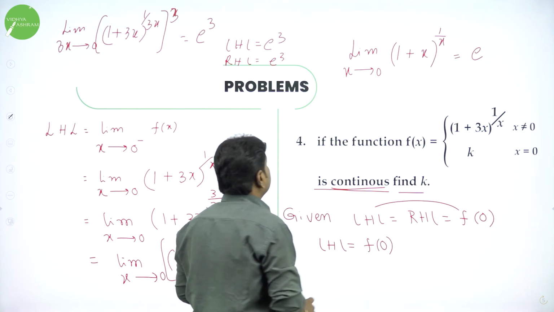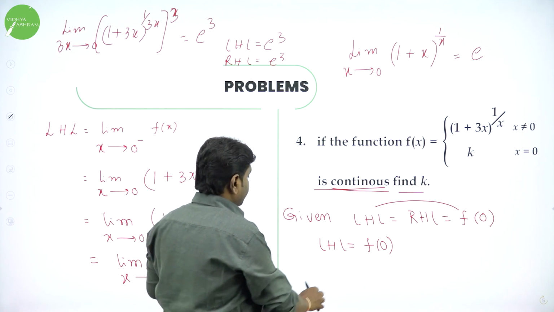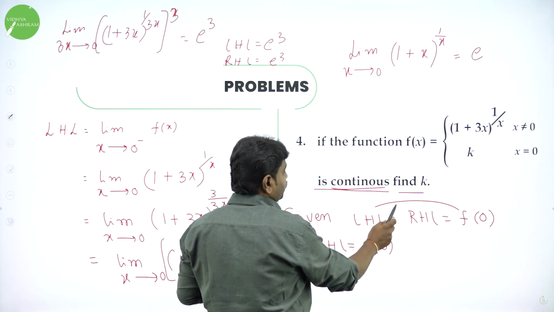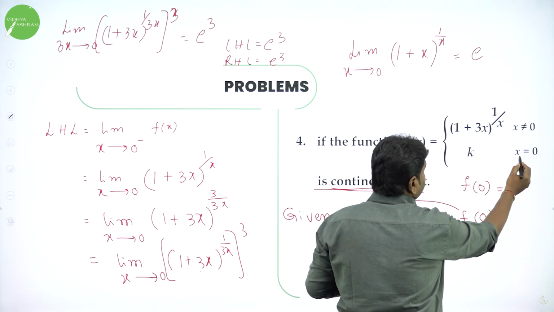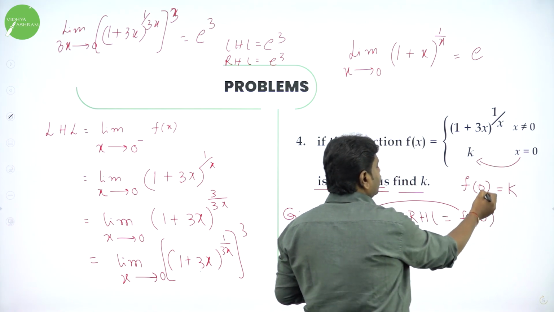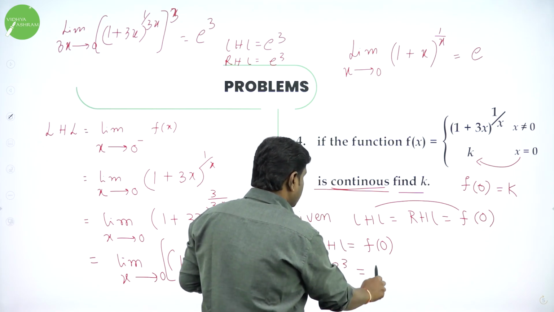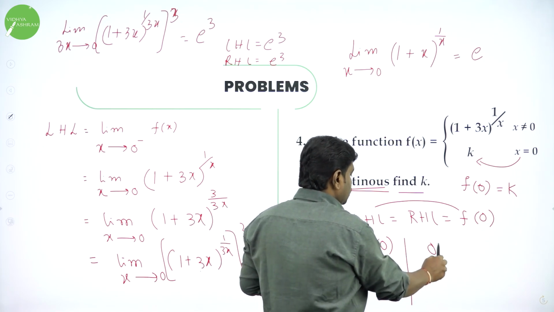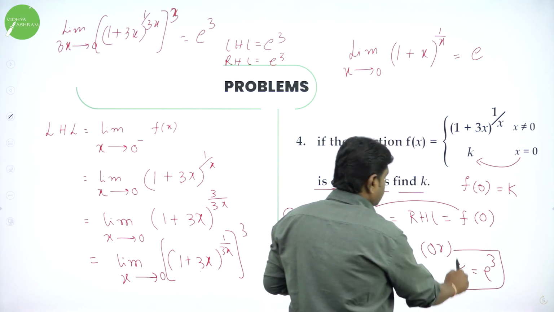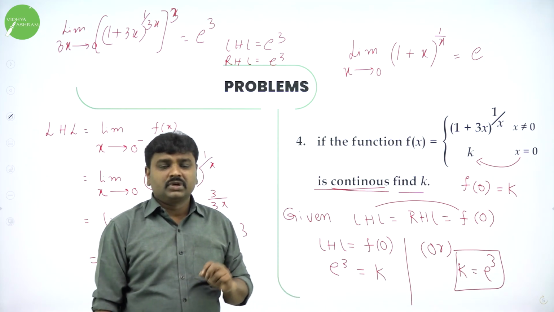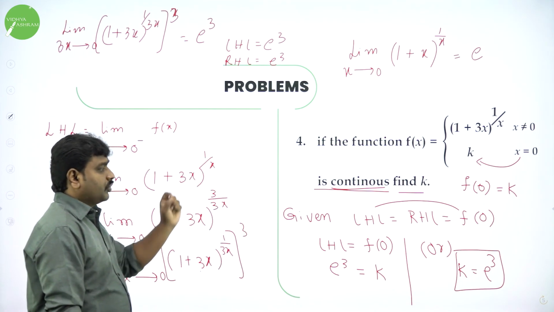That implies, what is LHL we got? E power 3. What is RHL? F of 0. Functional value when x is 0. So f of 0. Function value when x is 0 is what? K. They gave f of 0 is what? K. So e cube is equal to k. Or we got the answer. What is k? K is e cube. So now we found out the unknown.